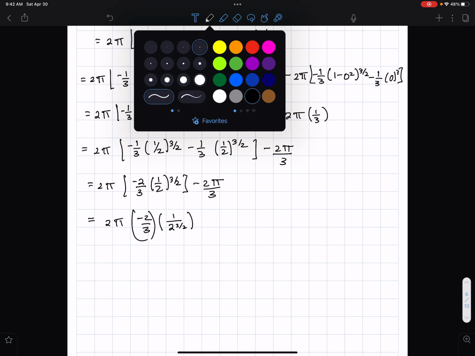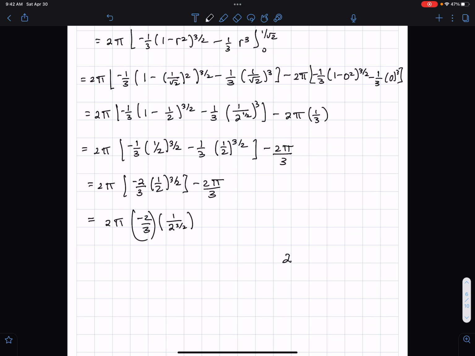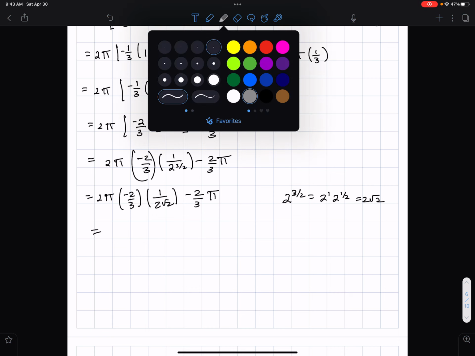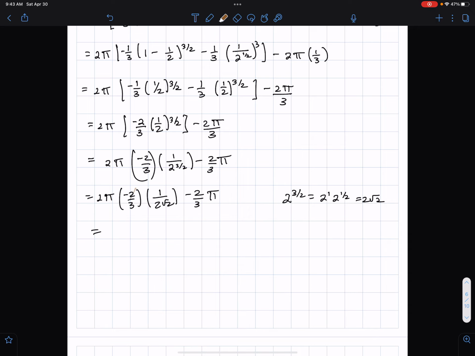So if you don't remember this, but I think you do, that 2 to the 3/2 is the same thing as 2 to the 1 power times 2 to the 1/2 power, which is 2 rad 2. So this is 2 pi times, oops, I guess I'm getting flustered or something. Okay, so this is that times negative 2/3, and then I'm going to divide by 1 over 2 rad 2 minus 2/3 pi. And then we see there's a little canceling. These cancel.